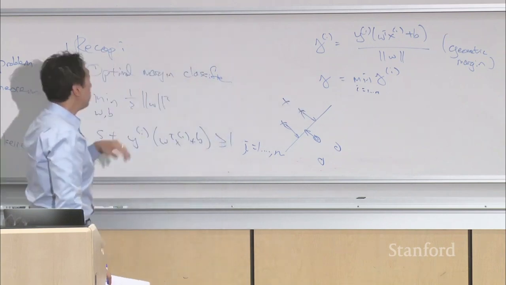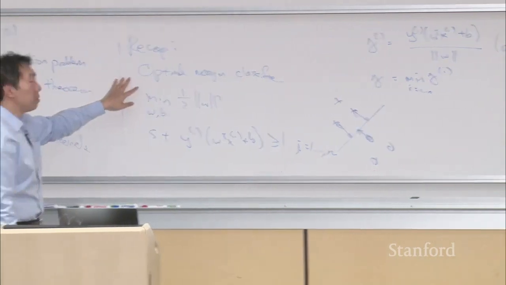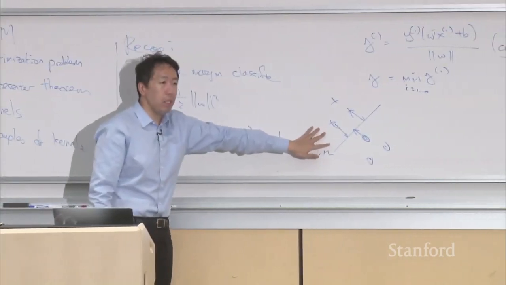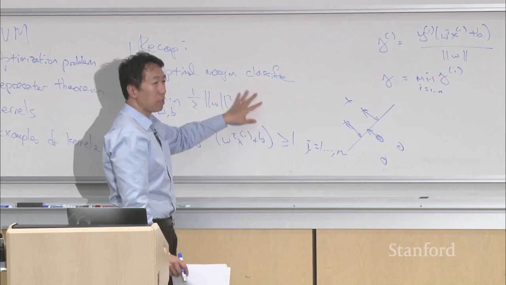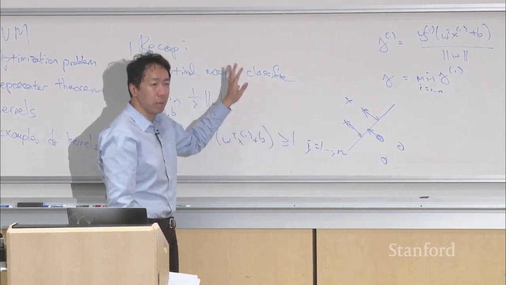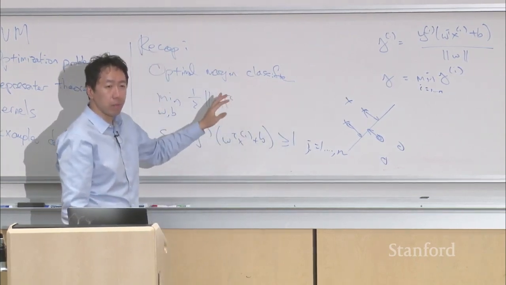And by the way, what you'll see later on is that the support vector machine is basically the optimal margin classifier plus kernels, meaning basically take this idea but apply it in a 100 billion dimensional feature space. That's the support vector machine. Okay.